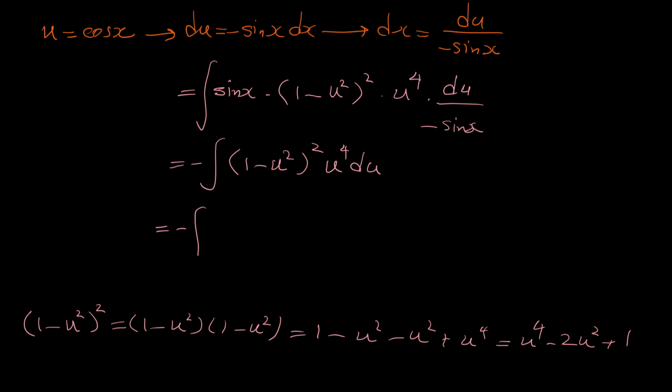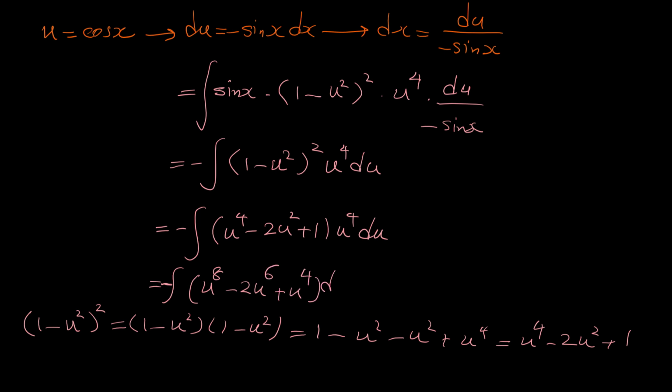So we have minus the integral of u to the 4 minus 2u to the 2 plus 1 times u to the 4 du. Now if we multiply u to the 4 into the bracket, keeping the negative here, we have u to the 8 minus 2u to the 6 plus u to the 4 du. This integral is equal to negative, u to the 9 over 9, minus 2 times u to the 7 over 7, plus u to the 5 over 5, plus c.